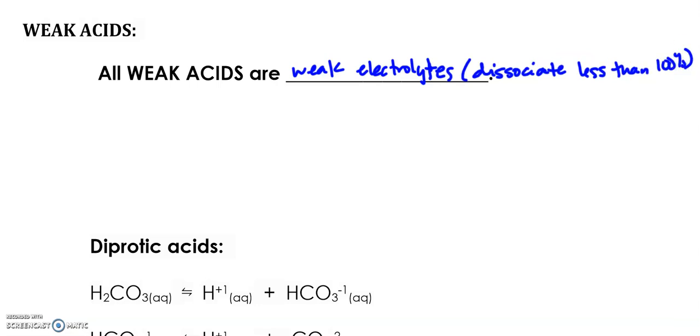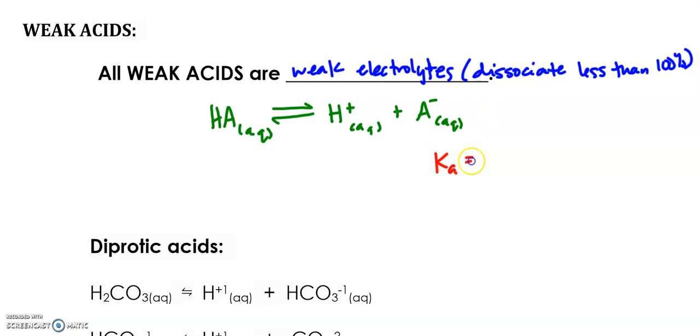All right, so if we have something like, we'll just use HA as our generic weak acid, it will dissociate partially into H plus and whatever A minus is. Okay, so then our equilibrium constant will be our H plus concentration times our A minus concentration all over our HA, our acid concentration.